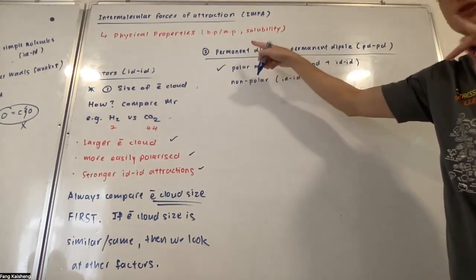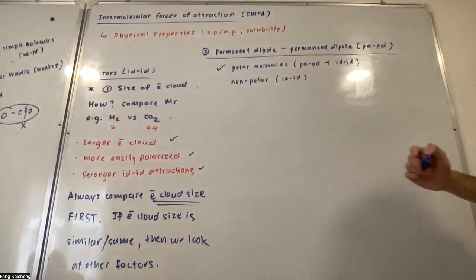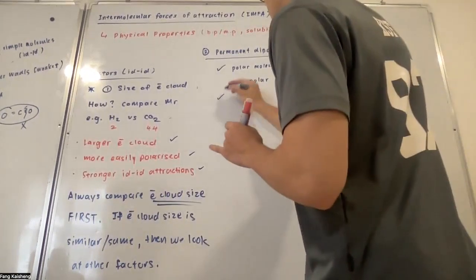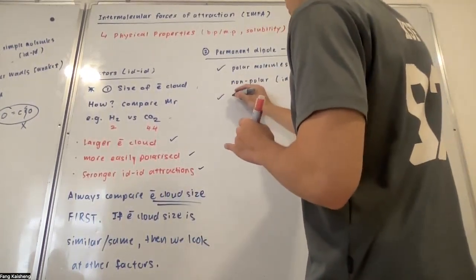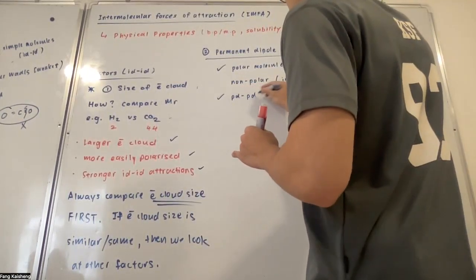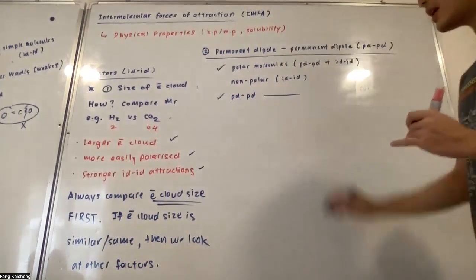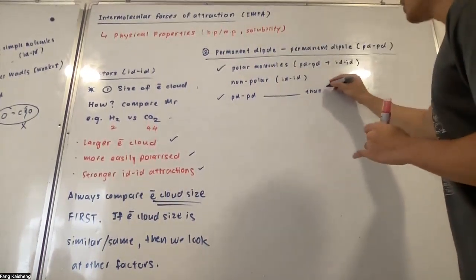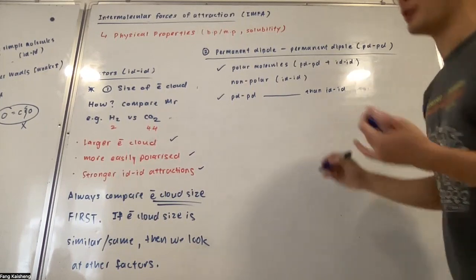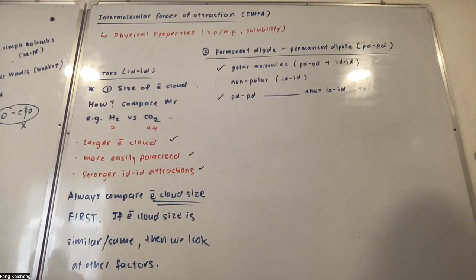So why is it that polar molecules have a permanent dipole? You look at the name and try to guess the meaning. Now, guys, later we'll answer this question: is PD-PD stronger or weaker than ID-ID? Later we'll answer this. You might be able to guess the answer already, but it all makes sense.